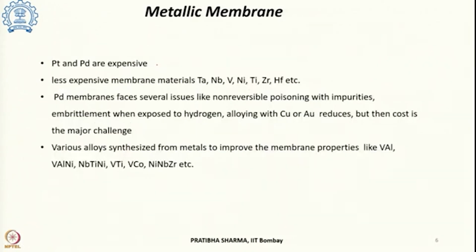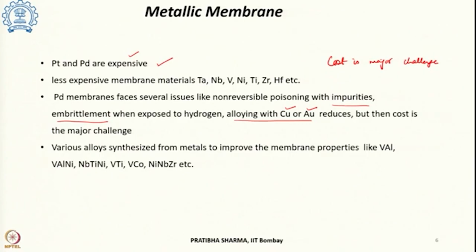Primarily the membranes which were used for hydrogen separation were platinum and palladium, but they had several issues like non-reversible poisoning with impurities. Whatever the impurities, they used to poison these metallic membranes. When they were exposed for a long term to hydrogen, they underwent embrittlement. Now in order to address these issues, alloying of these membranes was done with copper or gold, but then the problem was the cost. So the cost is the major challenge with these membranes.